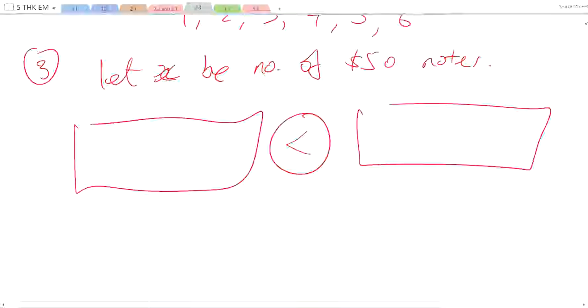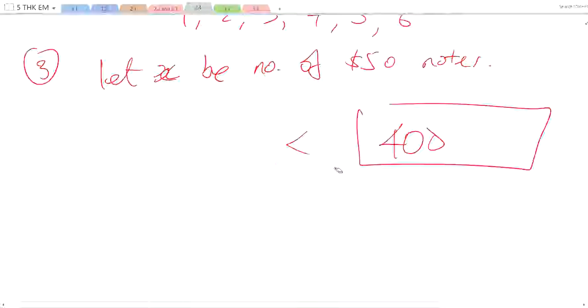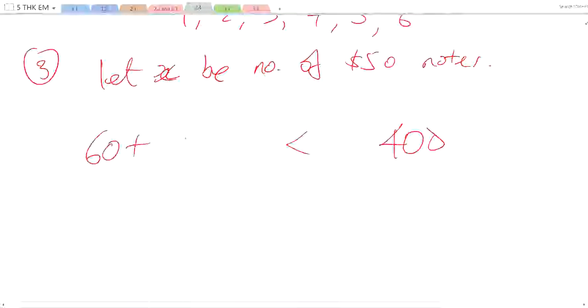What else should we fill next? Left or right? Let's put in the right hand side. Something must be less than 400. Not difficult, right? Something is less than 400. What is that something on the left? What are we trying to calculate over here? 60 plus 50x. That's the total amount of money. Okay, where do we get the 60 from? If we don't want to skip step, it will be 6 times $10 notes. Okay, then from here, you solve for x.